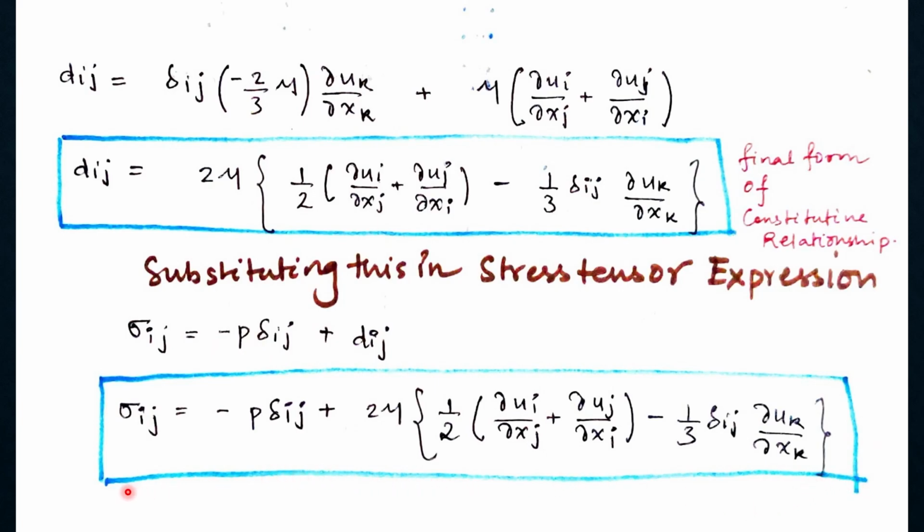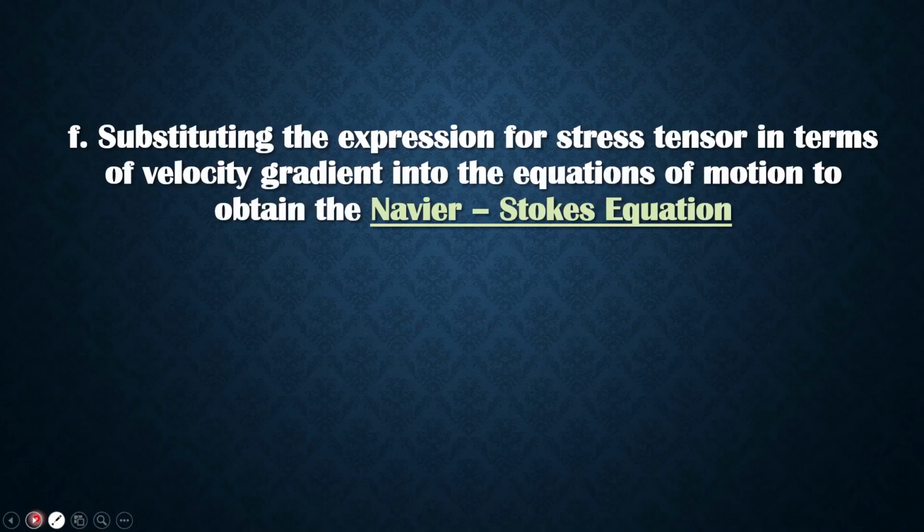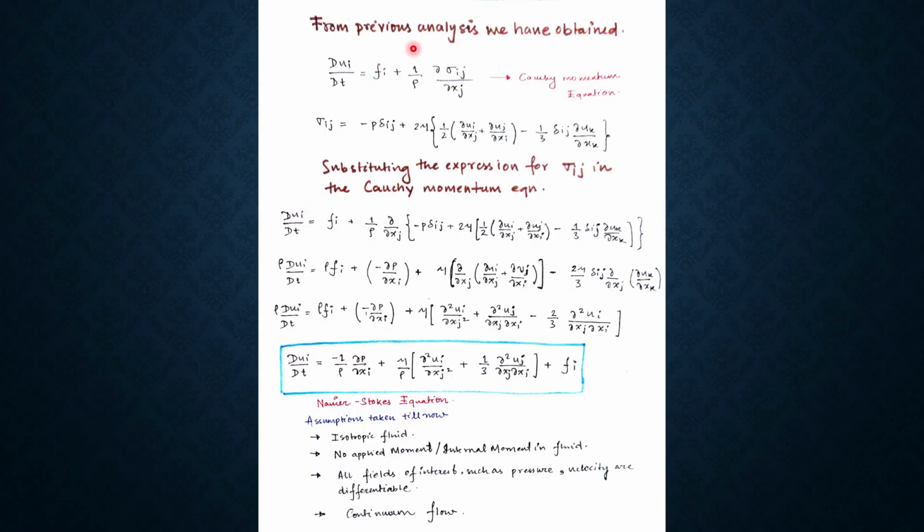So we have successfully managed to show the stress tensor in terms of velocity gradients. Now moving on to the next step, substituting the expression for the stress tensor in terms of velocity gradient into the equations of motion to obtain the Navier Stokes equation. From previous analysis, I have established that Du_i/Dt, that is the material derivative of u_i, equals the specific body force plus 1 by rho times the divergence of the stress tensor, that is the Cauchy momentum equation.